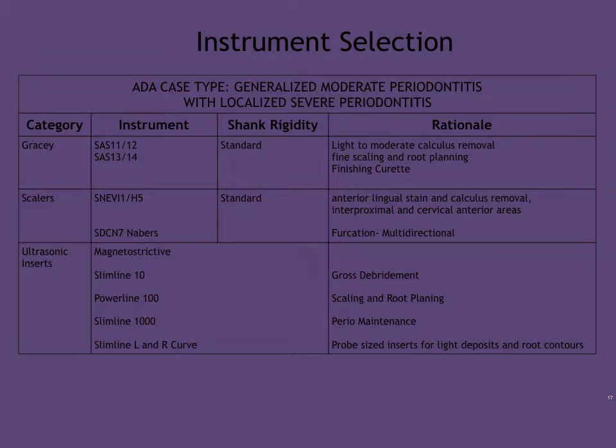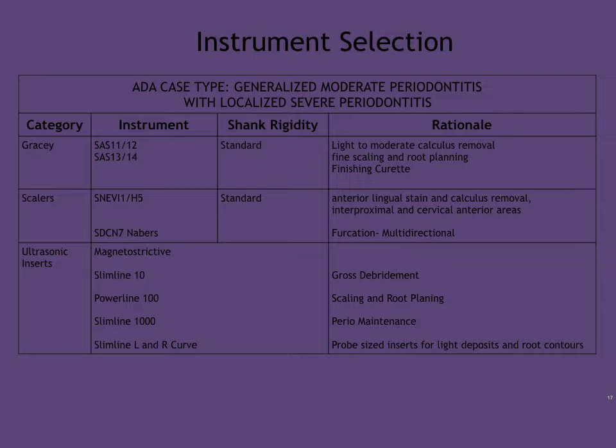Instrument selection. For Gracies, we will use the SAS 1112 and SAS 1314, standard shank rigidity for light to moderate calculus removal, fine scaling and root planing, and as a finishing curette. For scalers, we have the S-Nevi1/H5 standard for anterior lingual stain and calculus removal, and interproximal and cervical anterior areas. We also have the SDCN7 Neighbors, which is a furcation scaler and for multi-directional use.